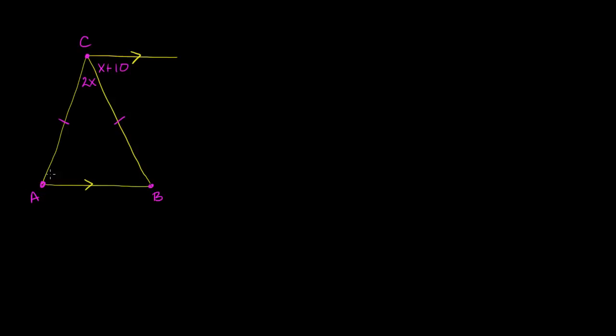So what do we have here? We have a triangle, and we know that the length of AC is equal to the length of CB. So this is an isosceles triangle. Two of its legs are equal to each other.